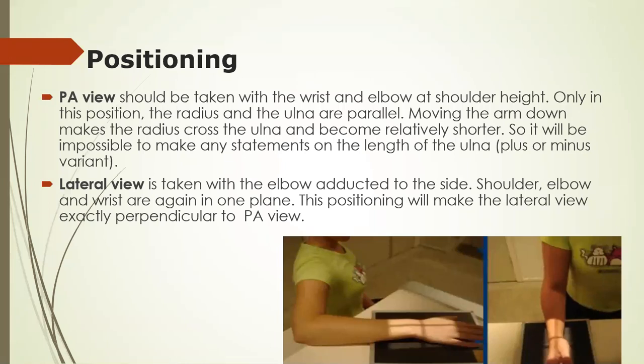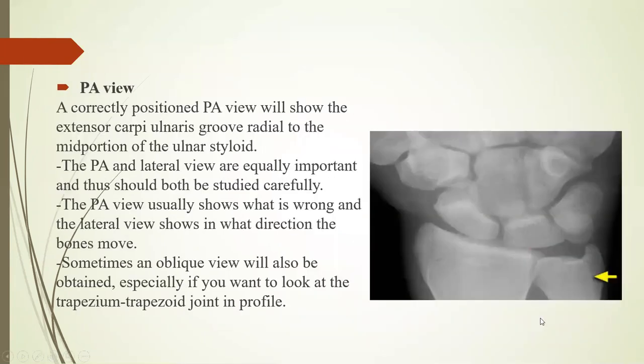The lateral view is taken with the elbow adducted to the side. Shoulder, elbow, and wrist are again in one plane. This positioning will make the lateral view exactly perpendicular to the PA view. As we see here, the PA view and the lateral view. A correctly positioned PA view will show the extensor carpi ulnaris groove radial to the mid portion of the ulnar styloid. As we see here, this is the yellow arrow, the extensor carpi ulnaris groove.